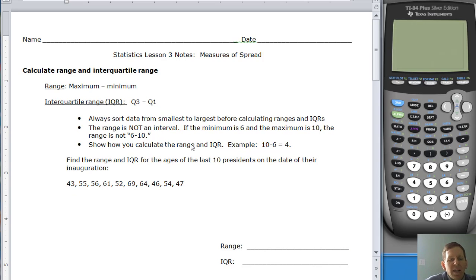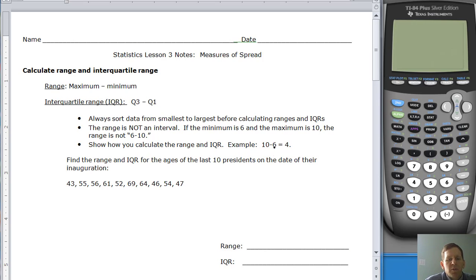Secondly, the range is not an interval. I know sometimes in English we say the range is between two numbers, but in math class the range is specifically a specific number, not a list of numbers like 6 to 10, but what you get when you subtract them. In addition, when you calculate the range and IQR, show how you got your answer.